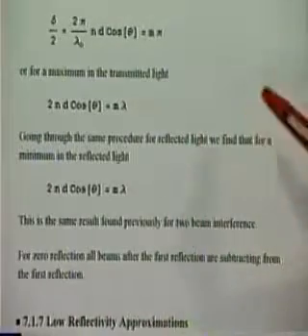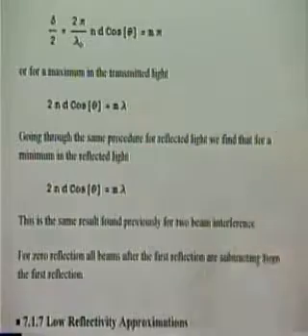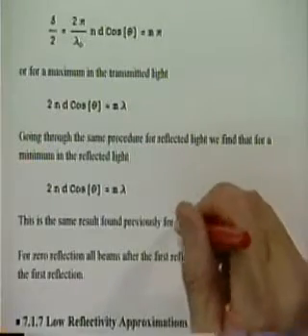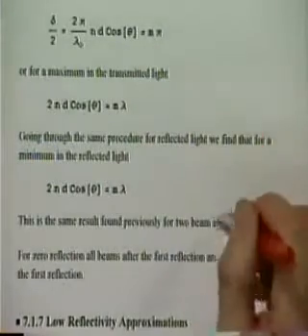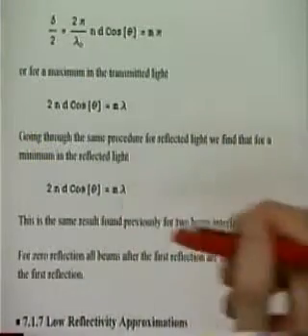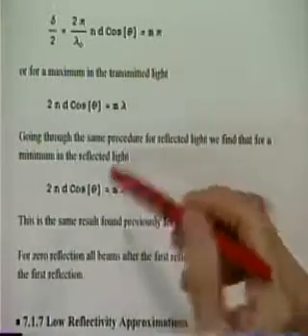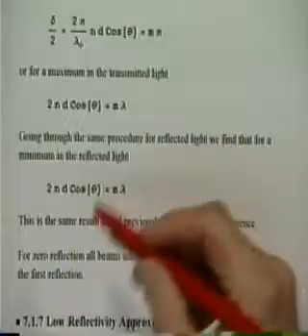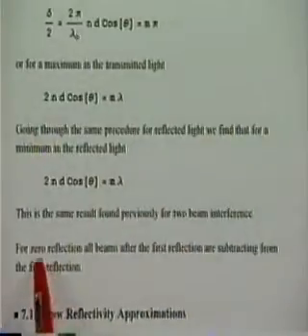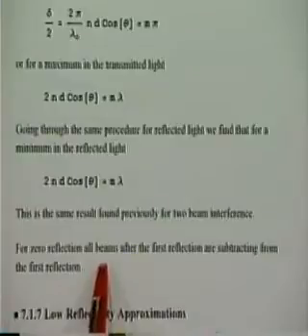And if we go through the same procedure, we'll see that that's where we get the minimum in reflected light. 2nd cosine theta is equal to m lambda. It's the exact same result that we got for two-beam interference. The locations are the same of the maximum for the transmitted light, the minimum for the reflected light. And the way to think about this when we get zero reflection here is that all beams after the first reflection are subtracting from the first reflection, and they cancel it out.